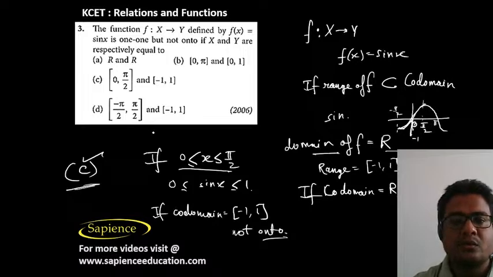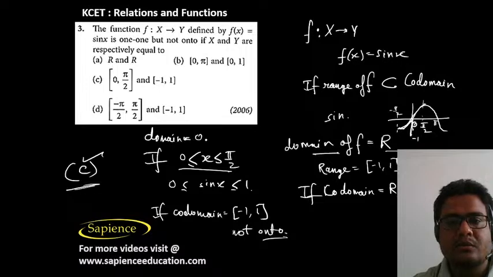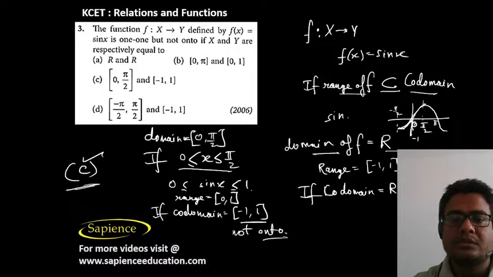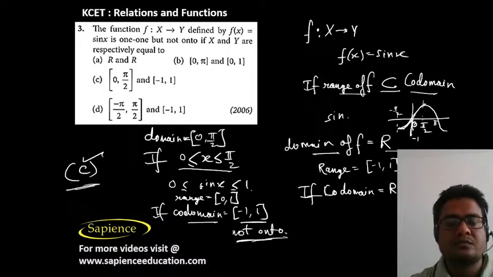Since here the domain has been given as 0 to pi by 2, the range of the function f in that case is coming 0 to 1, but the codomain has been given as minus 1 to 1. So the range is obviously a subset of the codomain. Hence in this case the function is not onto.